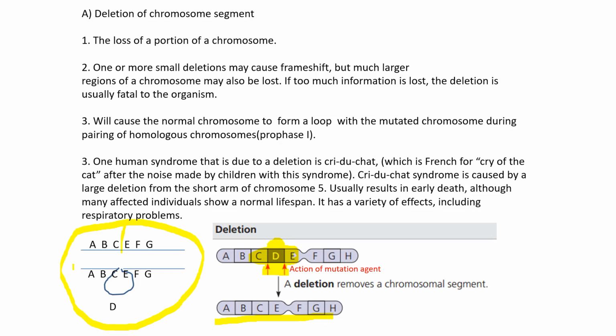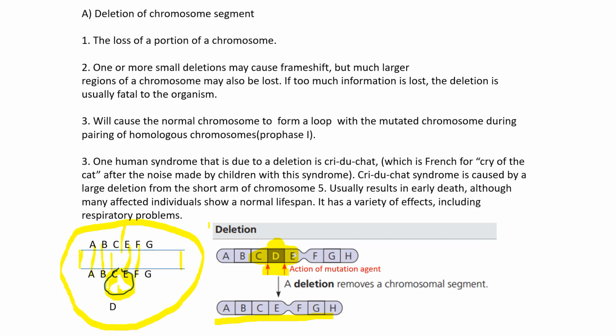So what happens? A normal chromosome will have A, B, C, D, E, F, and G segments. They want to pair because these 2 chromosomes are homologous. So during pairing, what happens? The A segment will pair with the A segment. The same goes for the B, C. But when it comes to the D, it has no partner. So it forms a loop. This part of the chromosome forms a loop, right? So the E segment pairs with the E, F with the F, and so on.